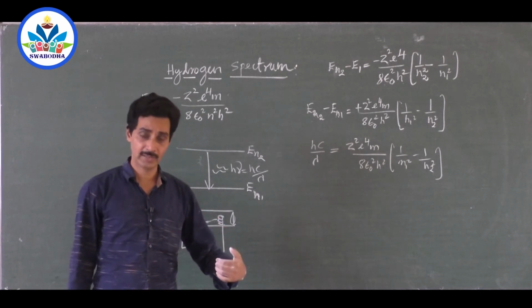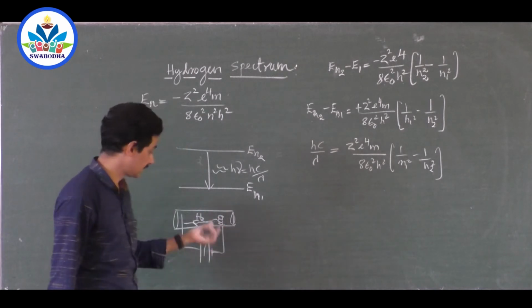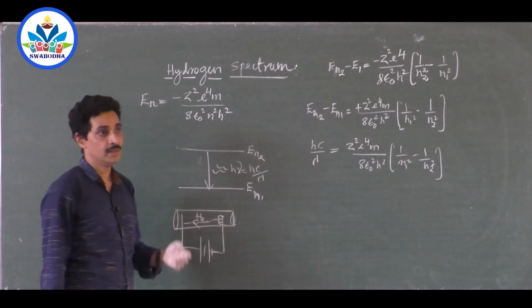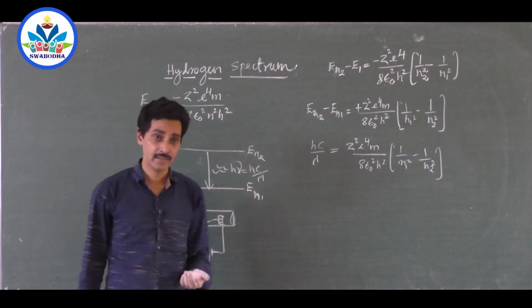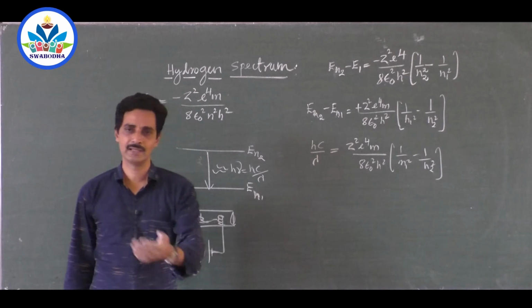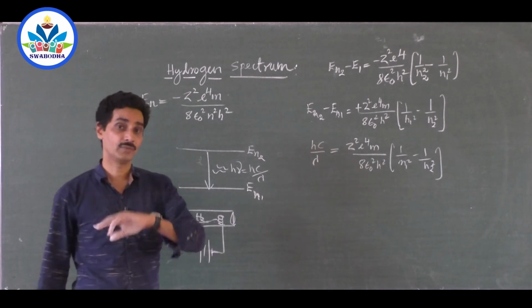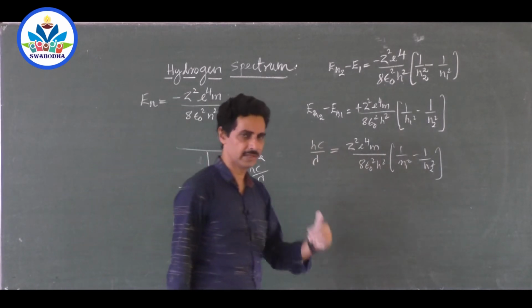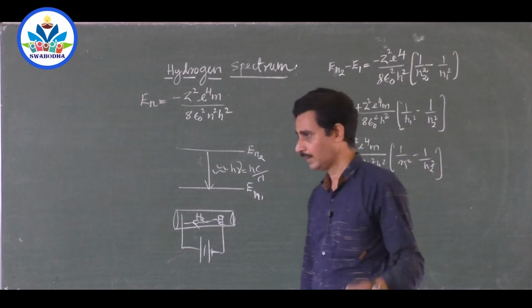Hydrogen atoms will absorb the energy from the electron which is liberated from this coil and accelerated, and these atoms, after gaining energy, very soon will emit that energy in the form of light. What is the wavelength of the light you get? According to the wavelength, we have the hydrogen spectrum, right?